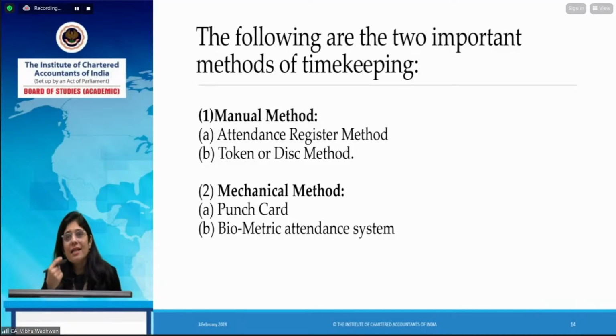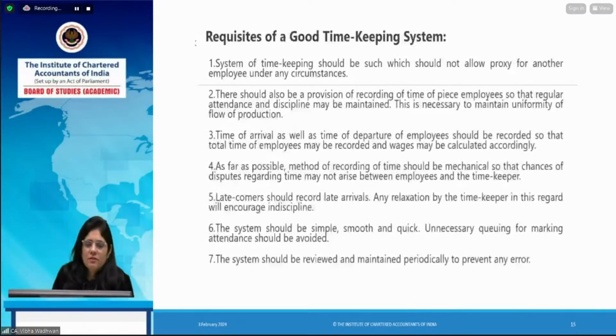It will scan your eye, it will scan your face, you have to put your finger. So now nobody can carry your finger, nobody can carry your face. So only you have to come, and only then they will recognize your face and the features, and then they will mark attendance. So this is the most effective method. But again, it's a high cost method. So in large organizations only this method is used.